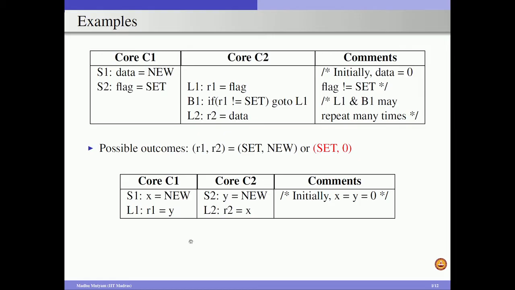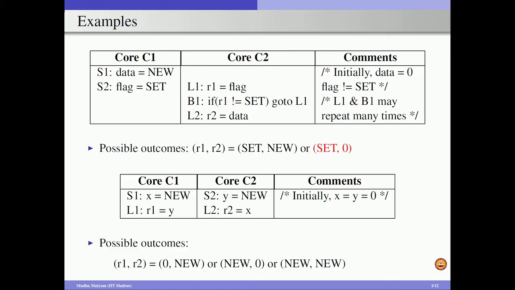So, as a programmer, our expectation will be that it can execute in this order: either S1, L1, S2, L2, or S1, S2, L1, L2, or S1, S2, L2, L1, or S2, L2, S1, L1. So we can have multiple combinations here, but our expected values will be either R1, R2 will have 0 new, or we can have a value new 0, or we can have a value new new.